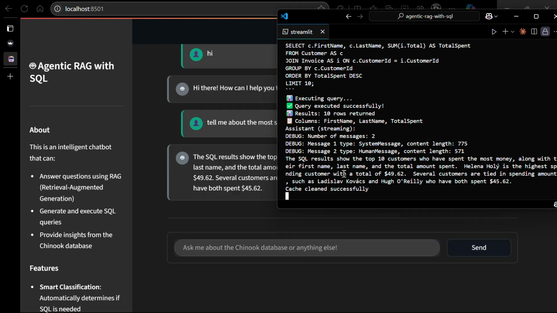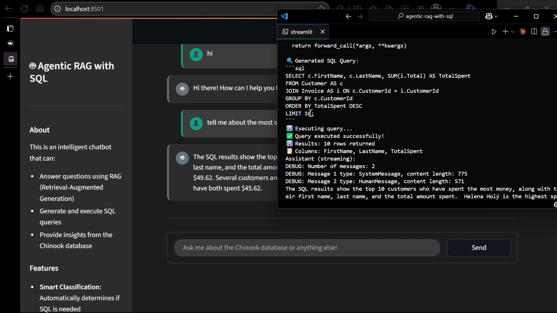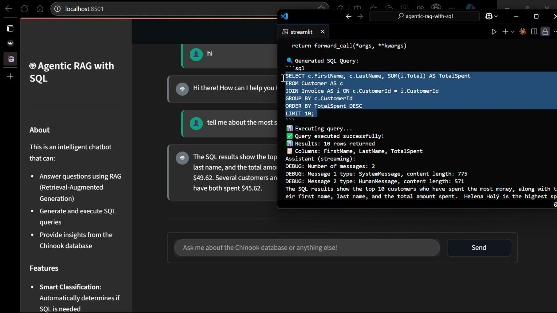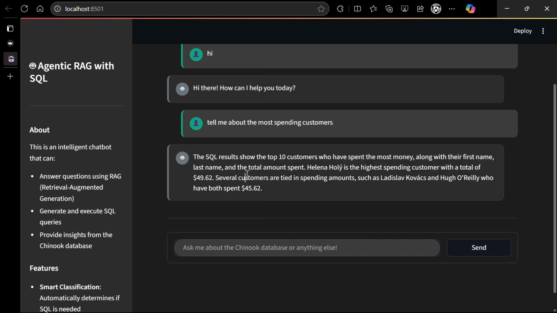The result shows the top 10 customers who have spent the most money along with their first names. The first is Helena Holly. She spent 49.62, and some other people with high spending power. Let's verify this information. So this is the SQL query that was used to get this response.